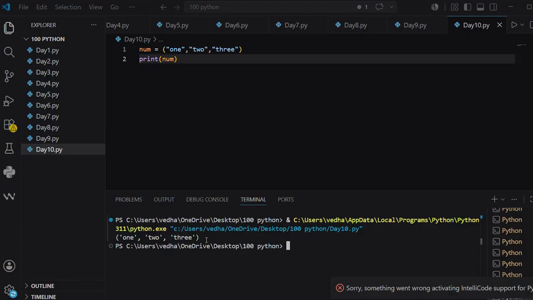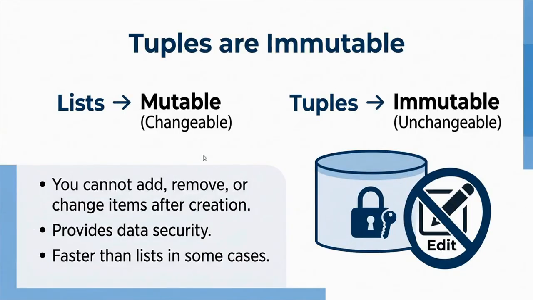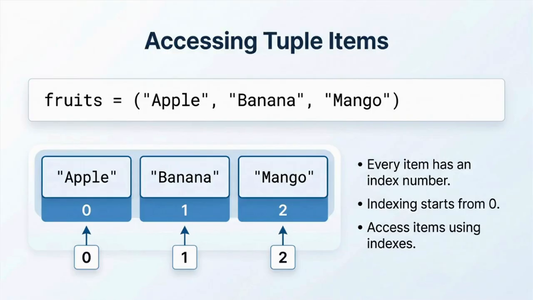Yeah, the output also came in the same form as we gave in the input. Now, list versus tuples. What is the difference between a list and a tuple? A list is mutable, which means changeable. Tuples are immutable, which is known as unchangeable. You cannot add, remove, or change items after creation of the tuple. It provides data security and is faster than a list in some cases.